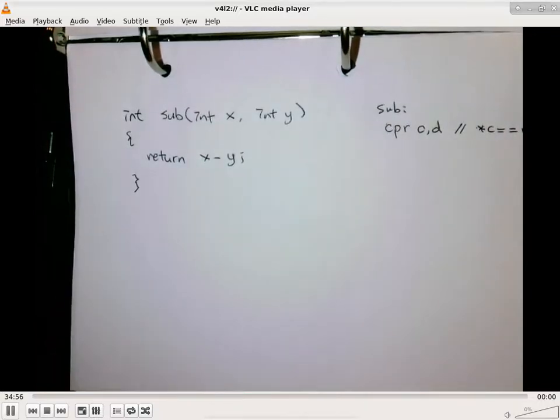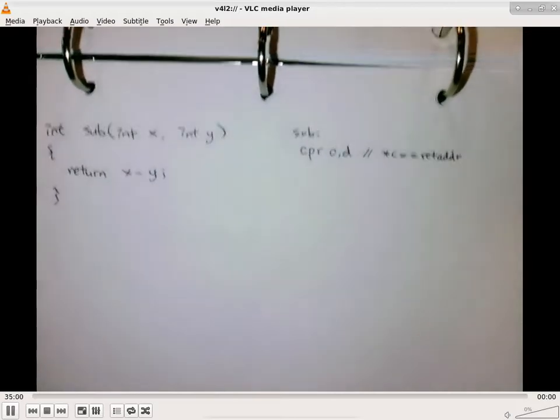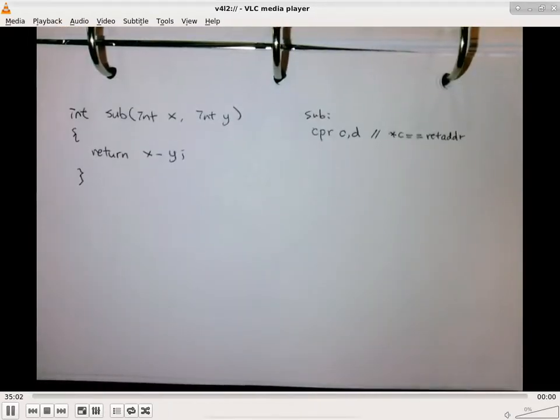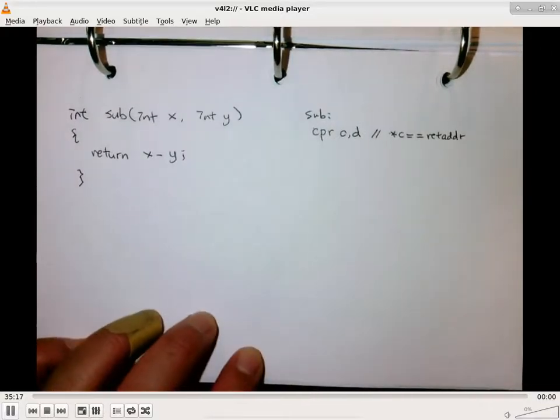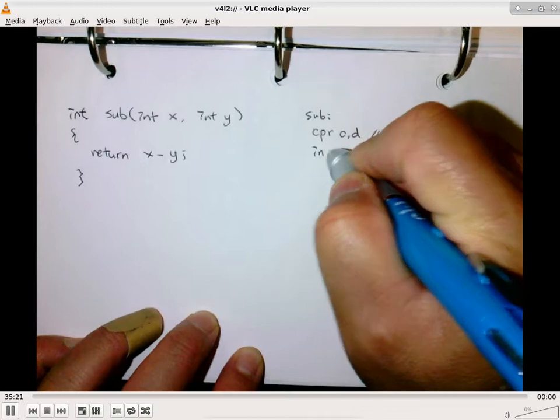Is that okay? Because the stack pointer is supposed to be pointing at the return address at the entry point of a subroutine. But that's not what I want. I want C to point to the parameters. So then I do an increment C.